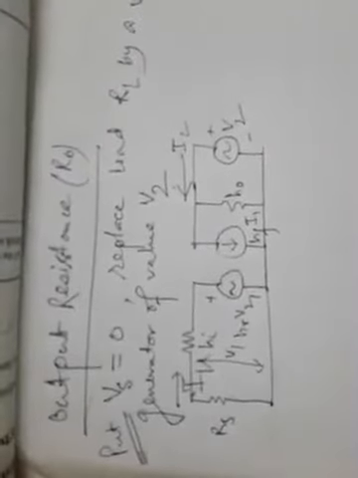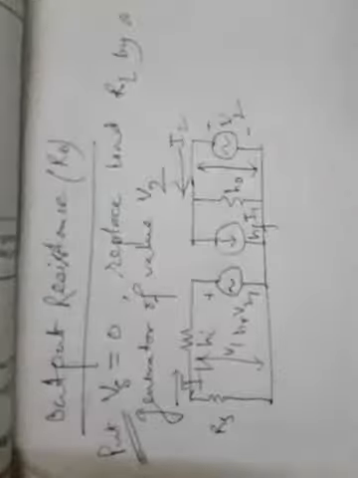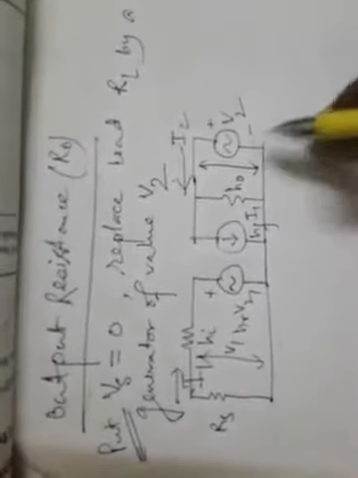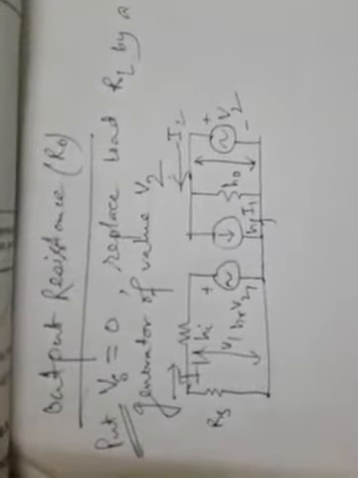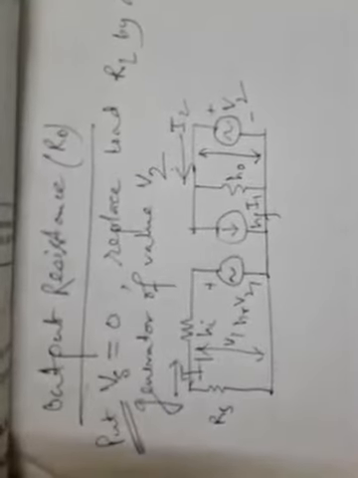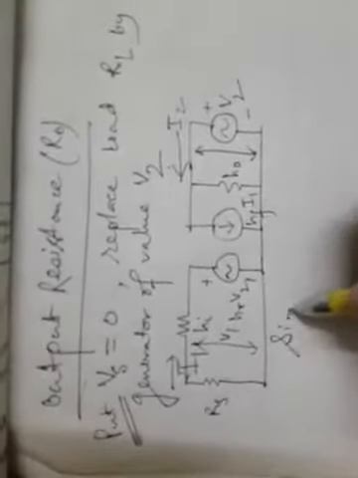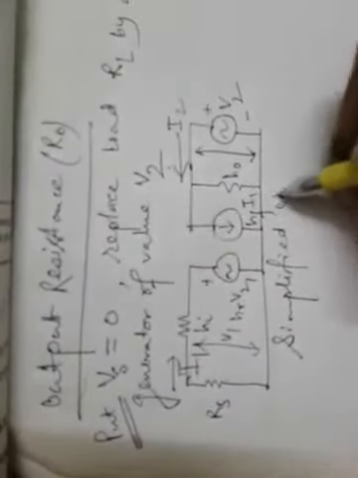That means the output voltage at port 2 is replaced with a voltage source which is delivering that voltage V2 into the circuit from the output side. So this is the simplified form of the given circuit to find the output resistance RO.